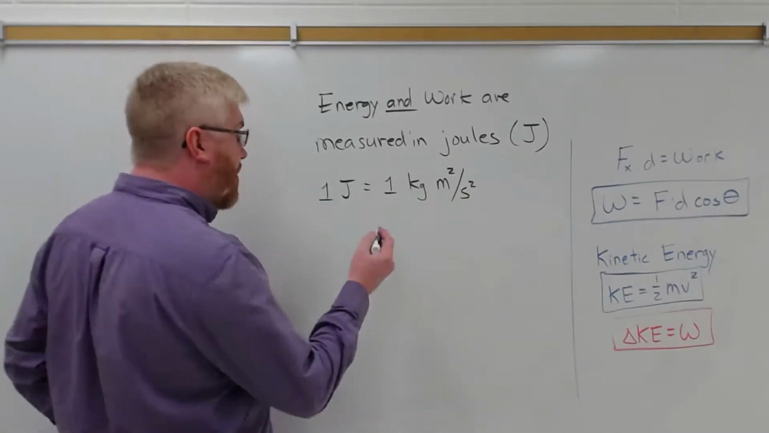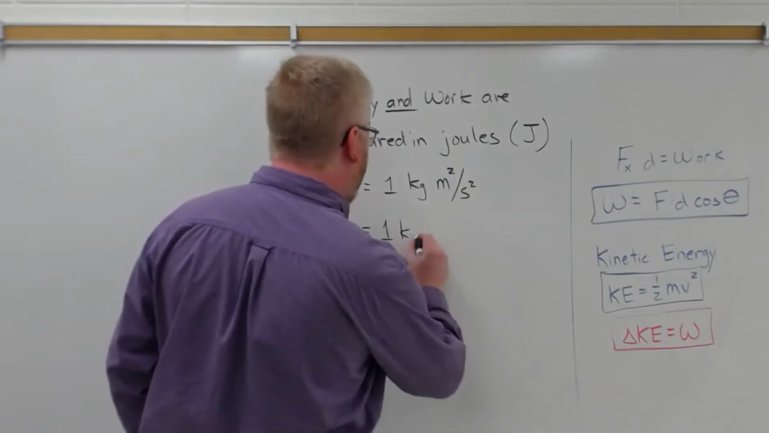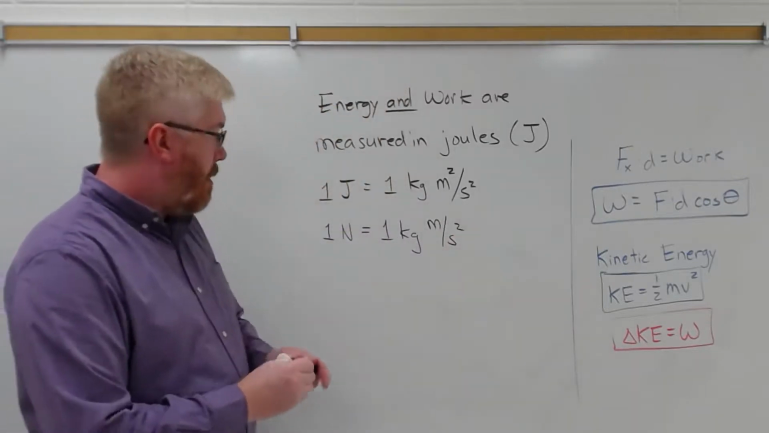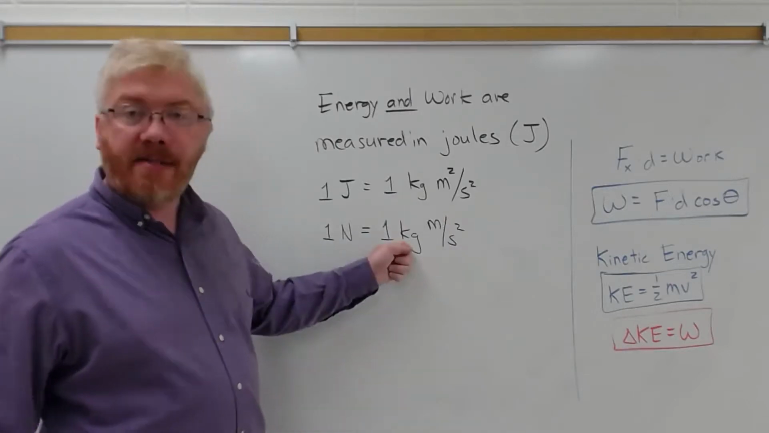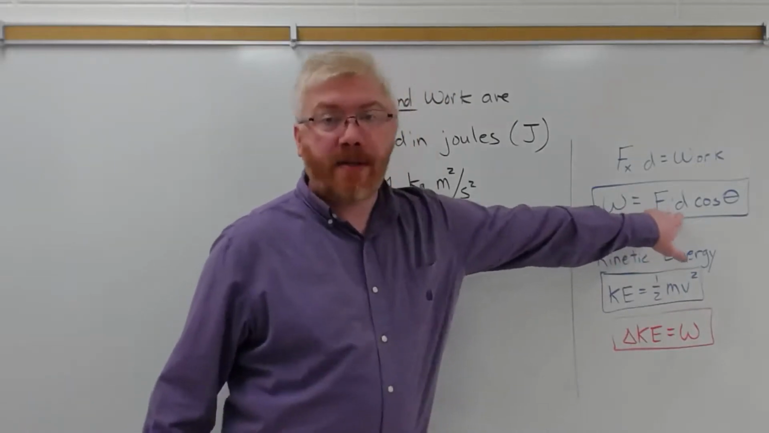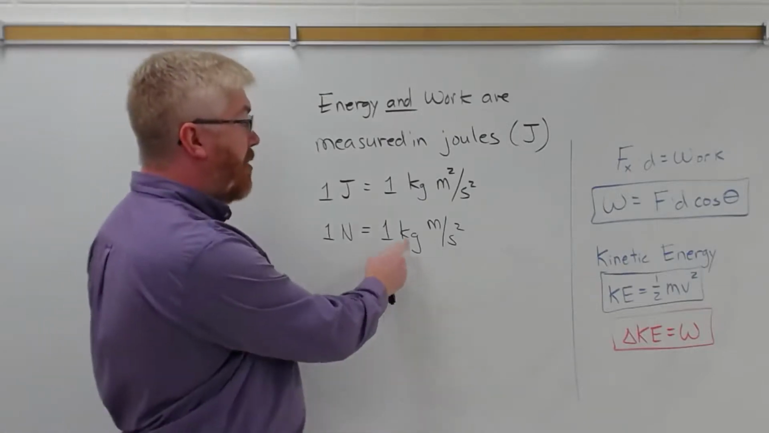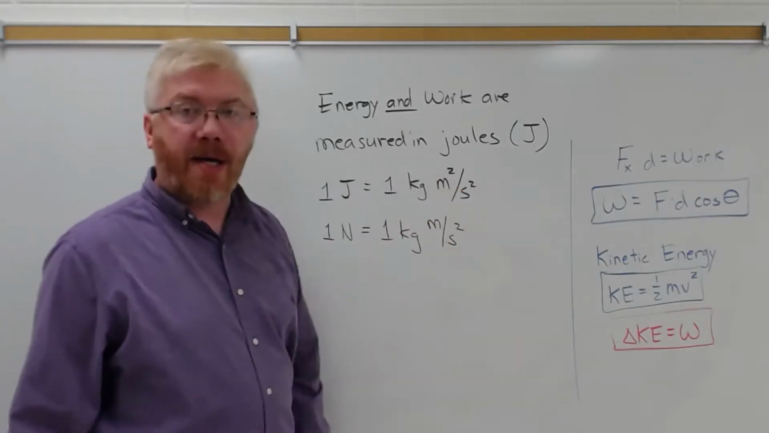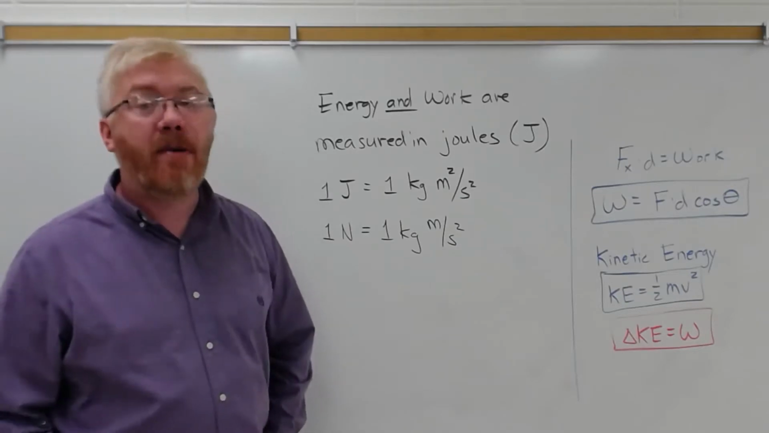Note that a joule is different than a newton. 1 newton, a newton of force, is 1 kilogram meter per second squared, right? A force is mass times acceleration. Acceleration is in meters per second squared. Masses are in kilograms. But work is force times displacement. Force is in newtons. Displacement is in meters. So when you multiply a kilogram meter per second squared by a meter, you get a kilogram meter squared per second squared. So SI units of energy are measured in joules.